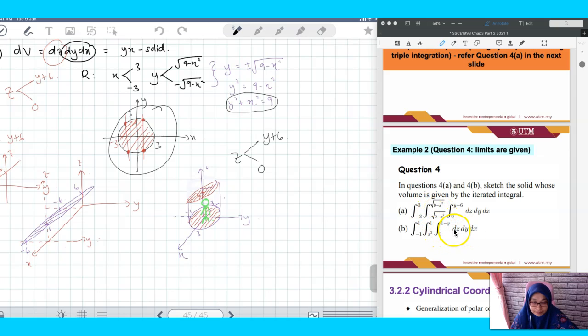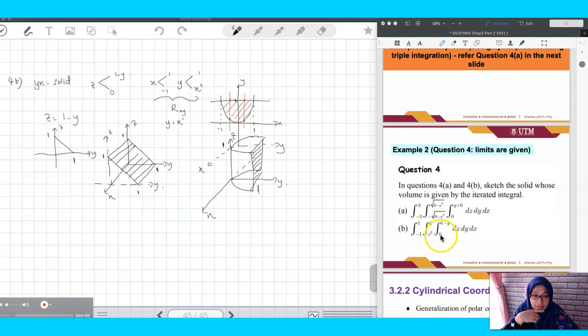Okay, so I hope that you can try the 4B yourself. I can guide you a bit on how we can get the solid from the 4B here. In this case, we have dz, dy, dx, which means that your region, because the last two are y and x, lies on the xy plane. So now we read the limit of z, because the limit of z will tell you the solid.